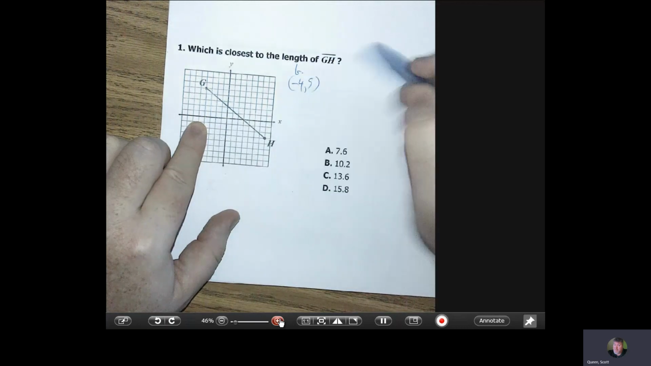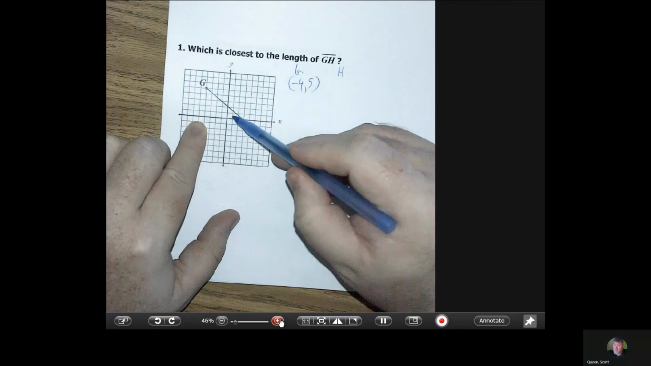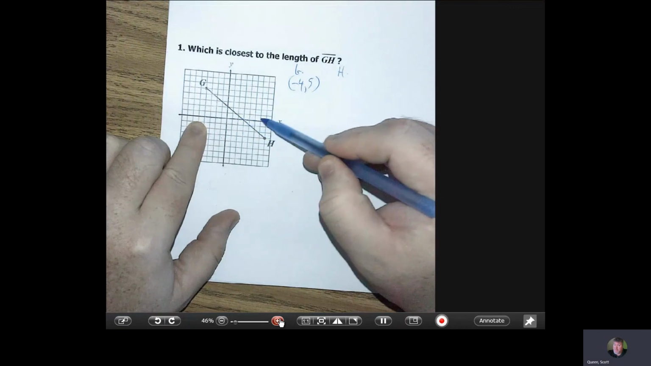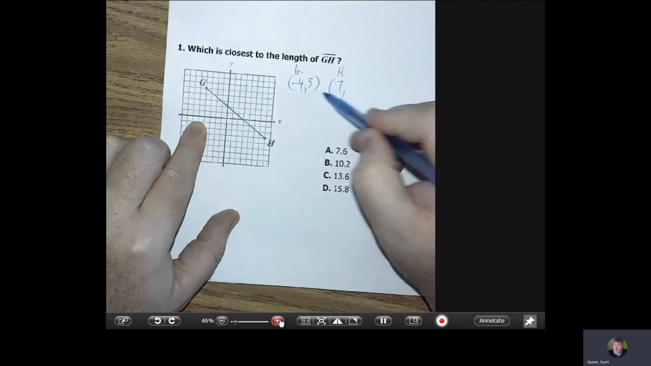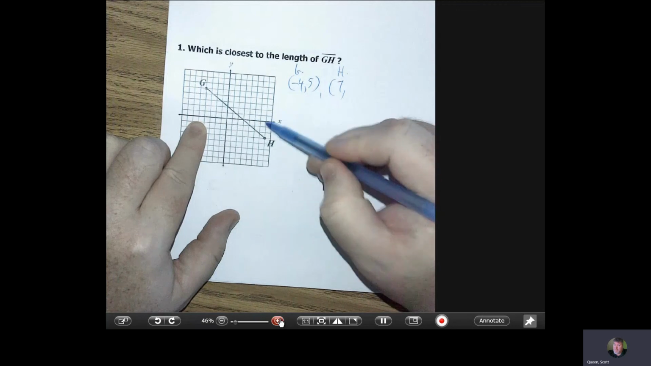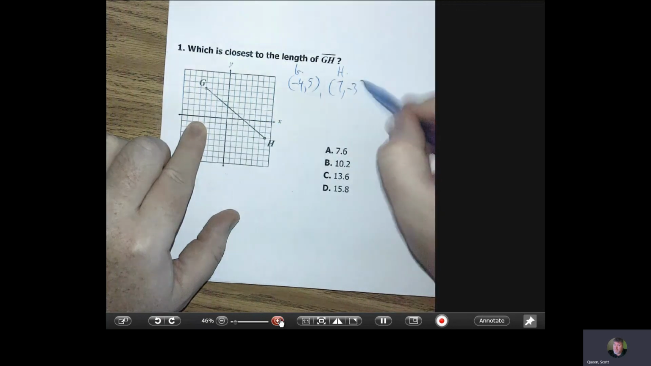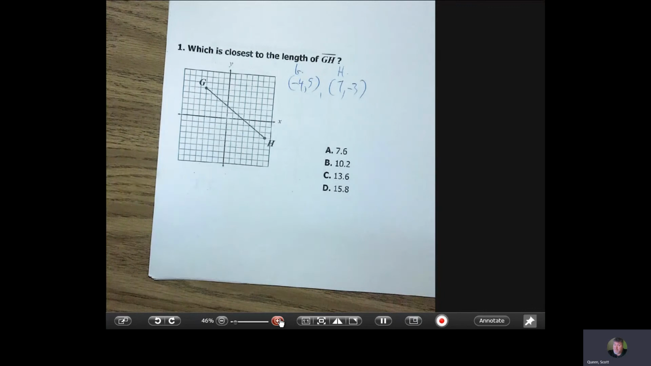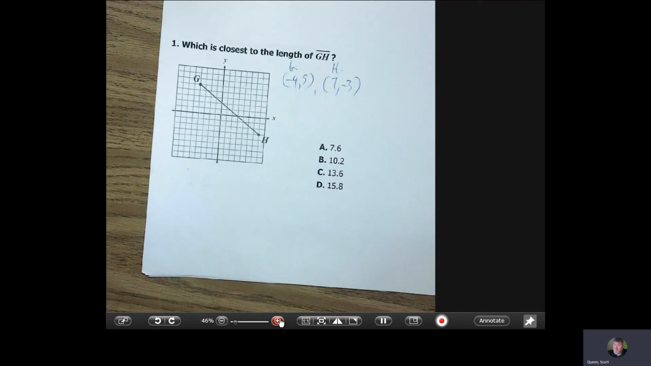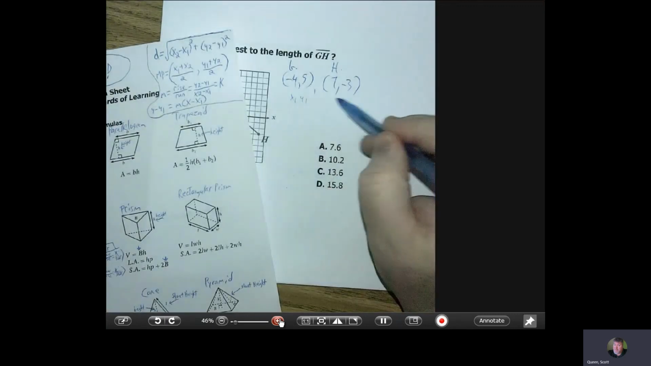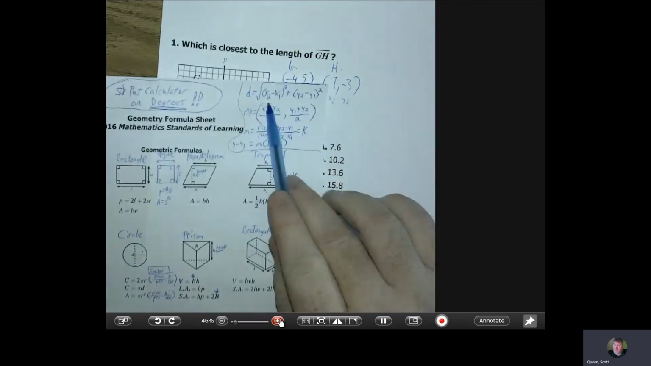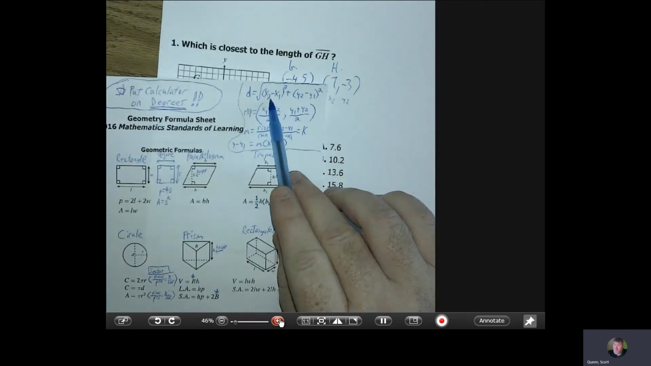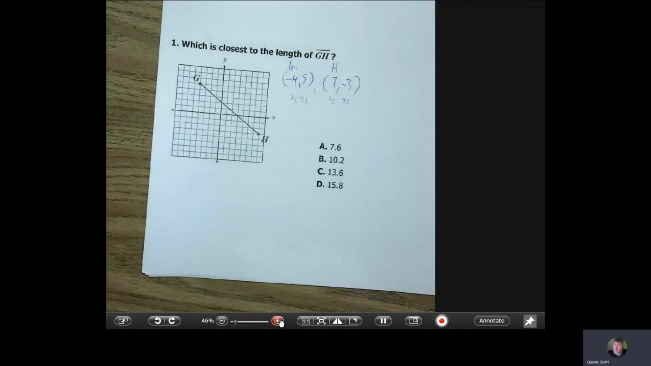So there's my G. Now here's my H. 1, 2, 3, 4, 5, 6, 7. So I got a 7 and 1, 2, 3, down 3, -3. So you got to double check those if you want, but bottom line is you got to have your coordinate points. Now, if you do what you were taught, you're going to label these X1, Y1, X2, Y2, and you're going to throw them in the distance formula, right?